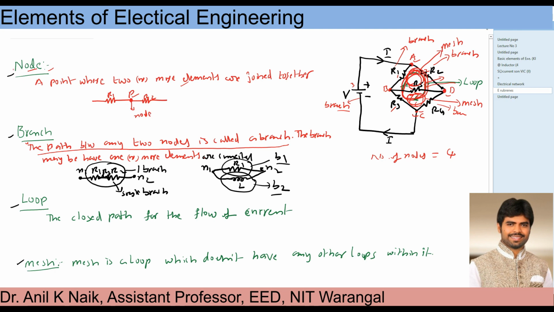So I hope you have understood the basic elements of electrical engineering, and what a node, branch, loop and mesh are. So with this, our fundamental concepts have been successfully explained. In the coming class we are going to start with the different laws, Ohm's law and Kirchhoff's law.